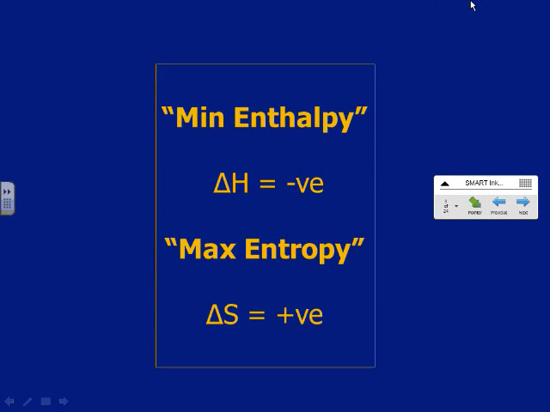So, very simple thing you keep in your mind, those two laws right there. Again, in chemistry, we like to have little tiny sayings that help us get through.